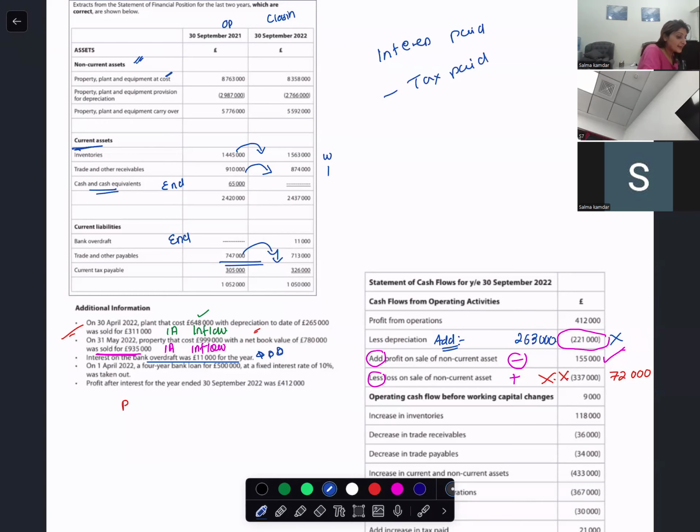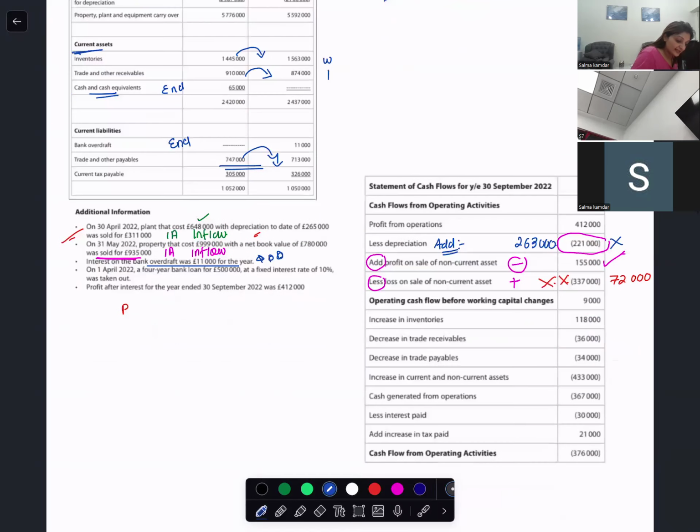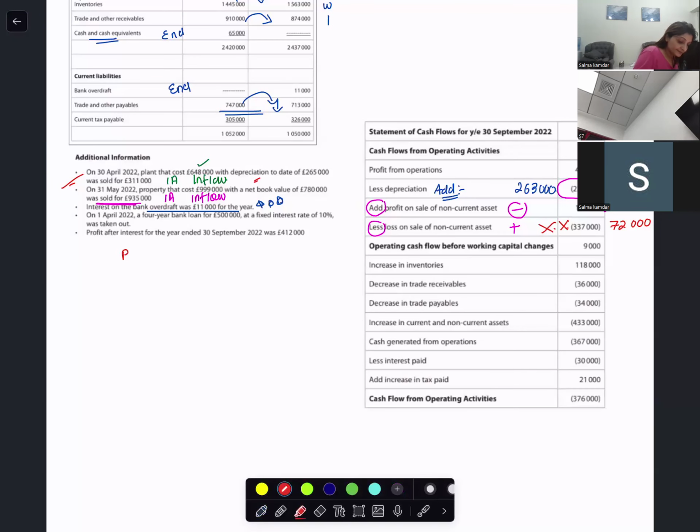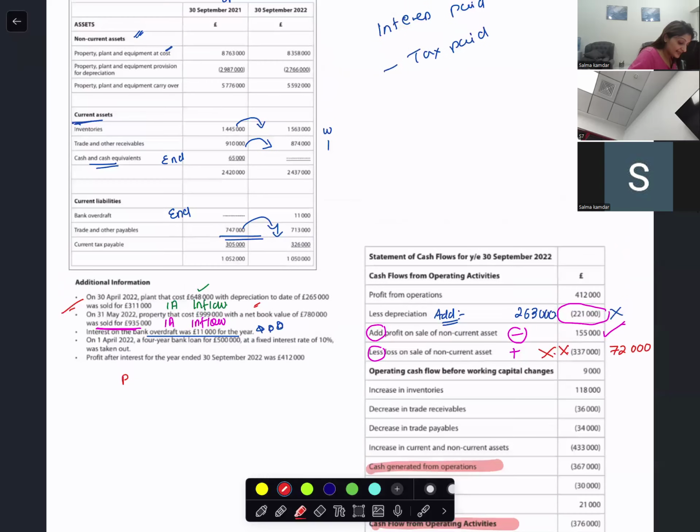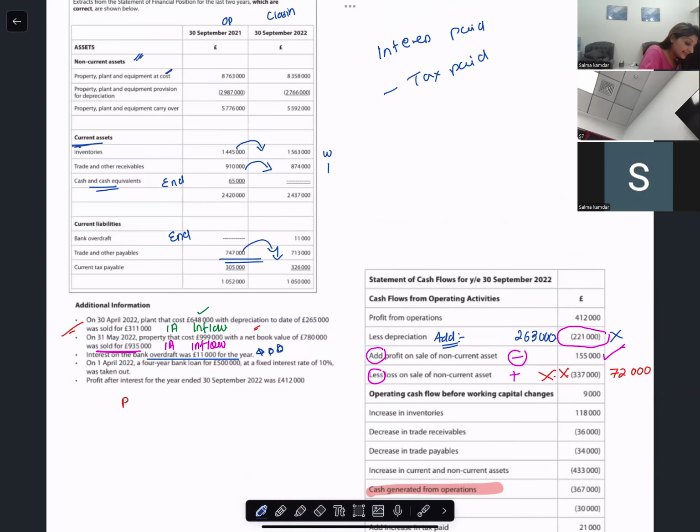This comes between cash generated from operations and cash flow from operating activities. And working capital. I still don't know what is the interest that I have paid. I know that the interest on bank overdraft is how much? $11,000. Are you with me?